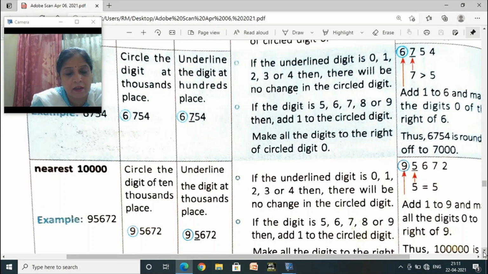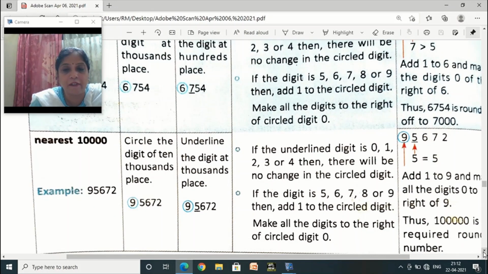Now in step 3 what will we do? The same thing. We will apply the same steps which we have done earlier. If the underlined digit is 0, 1, 2, 3 or 4, then there will be no change in the circled digit, and if the digit is 5, 6, 7, 8, 9, then add 1 to the circled digit. And in both cases, we will make all the digits to the right of the circled digit as 0.